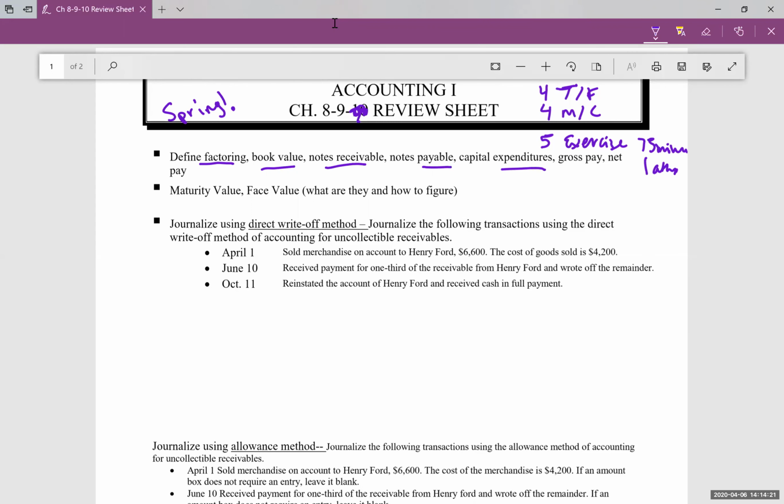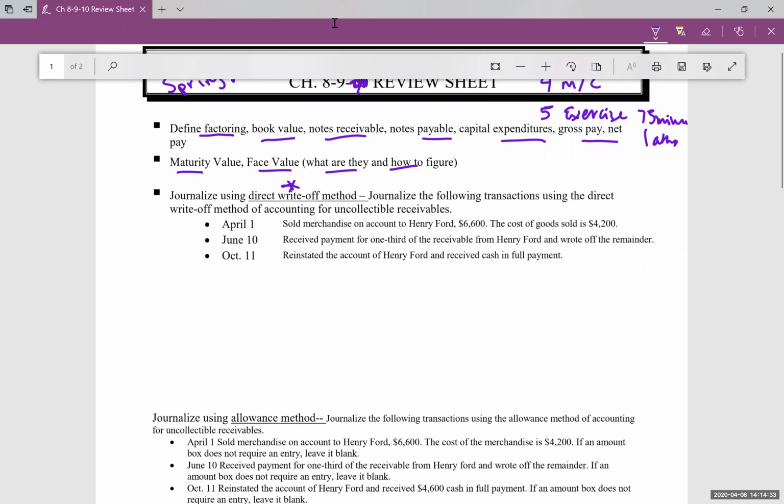Anything here. Also, know the definitions for maturity value, face value, what they are, and how to figure them. One of the big problems is you're going to be journalizing the direct write-off method, and you're going to journalize the allowance method. So let's do one of these together to recall, because the problem on the test is pretty much like this one, okay?